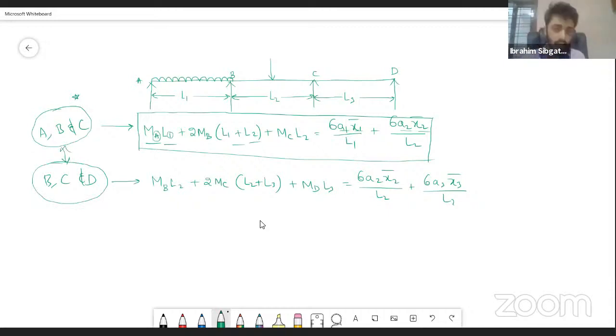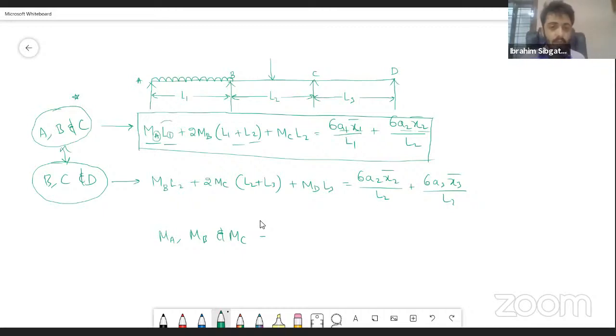So coming to MA, MB, and MC, these are the moments at the supports. Okay, these are called support moments, and this is what we will be finding out. We are finding out the support moments. So MA, MB, and MC are the support moments of the supports A, B, and C.